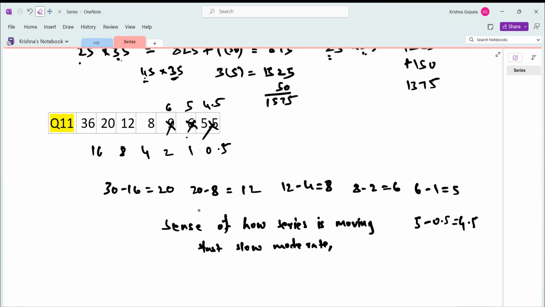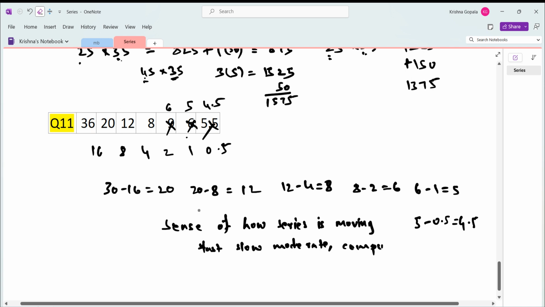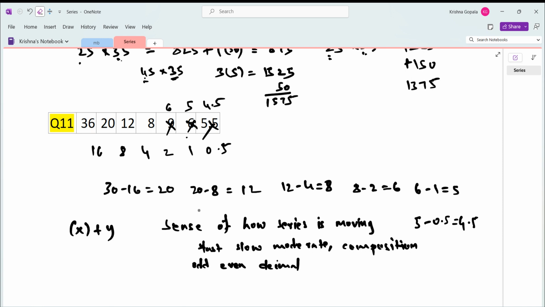And then composition of the series, which means are there odd numbers? Are there even numbers? Are there decimal numbers? Okay. We also checked series. Most of the series are into some x plus some y. This x could also be raised to some power, and y also be raised to some power. Something into 1 square plus 1 cube, or something into 2 square plus 2, etc. Some multiplication and some addition.